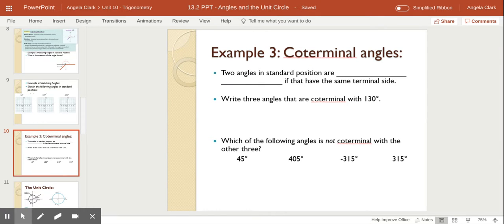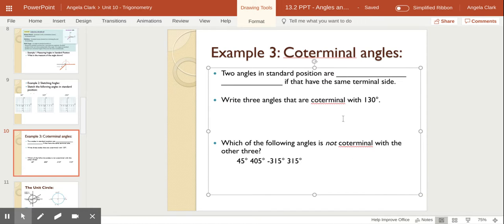In this video, we're going to be talking about coterminal angles. Two angles in standard position are coterminal if they have the same terminal side. I talked about this before, but we're going to be talking about how to find coterminal angles in this video.